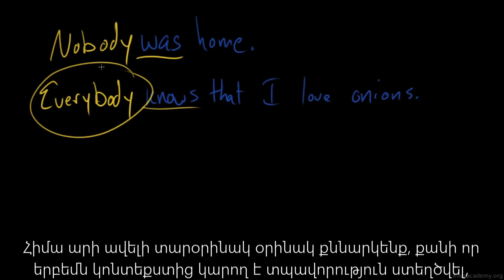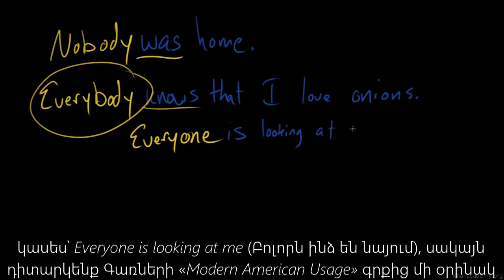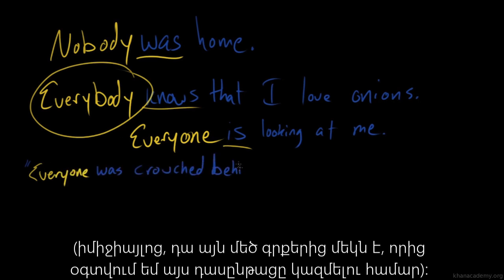Let's get to one of the weirder examples, though. Because sometimes the context can carry you along into something that might seem a little quote-unquote ungrammatical, but really reflects the way that language is used today. And so although you might say everyone is looking at me, here's an example from Garner's Modern American Usage, which is one of the several car-sized books I'm using to construct this grammar course.